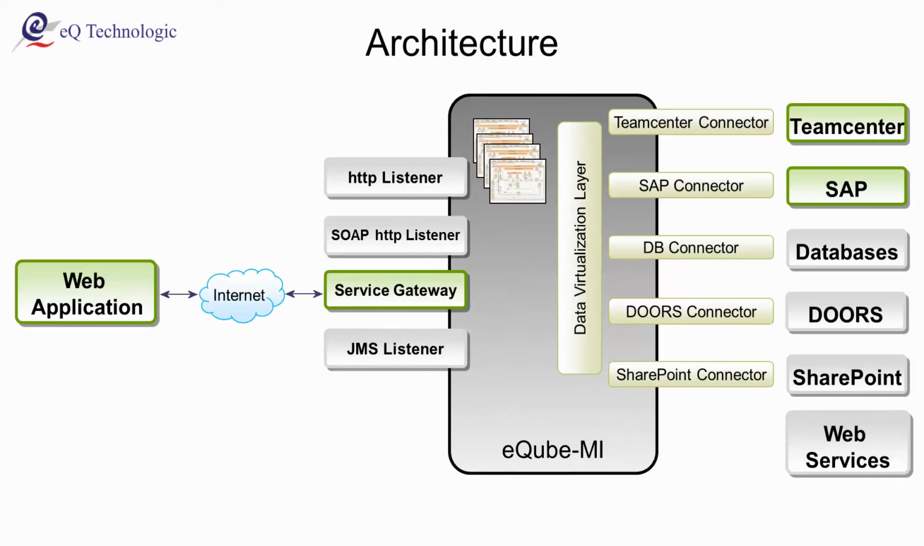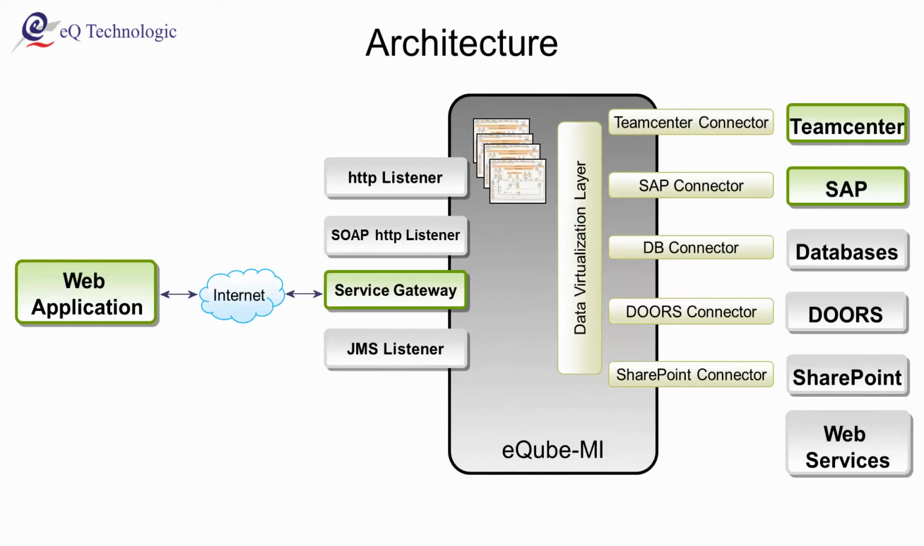Now eQube-MI has a data virtualization layer, so you can actually mash up data in either direction. So you might want to write in one system while you might want to read in the other system, or you might want to do any kind of permutation or combination of reads and writes in any of these applications for that matter. And then expose all of this together as either a web service or a REST service.